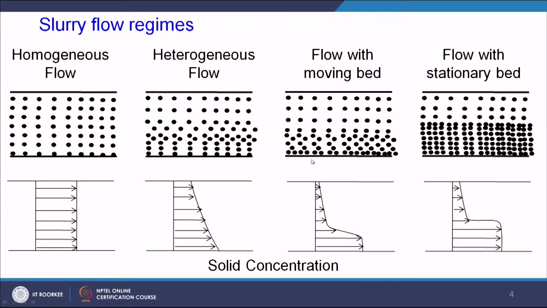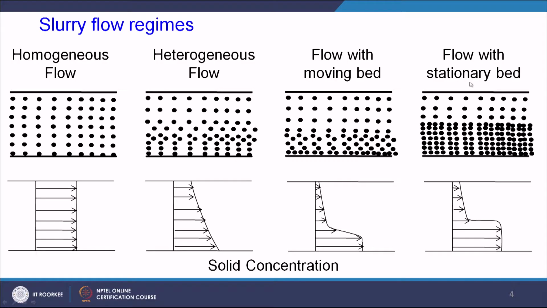If we plot the solid concentration, we will find a curve like this. Here we have overall moving particles, and the solid concentration is very high, but still that is moving. It is characterized by a thin layer of higher solid concentration. Next, if we still increase the solid loading, we get flow with a stationary bed.